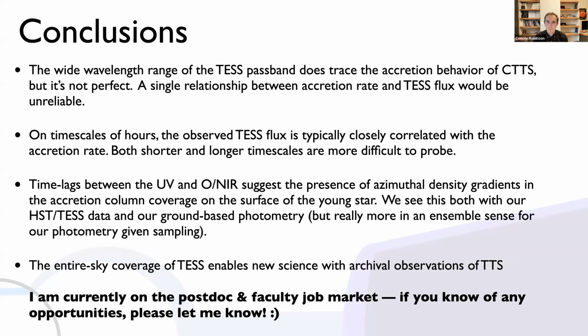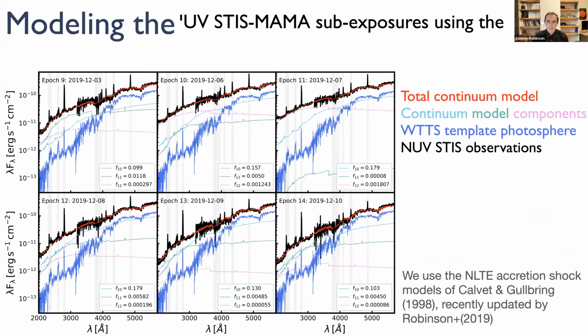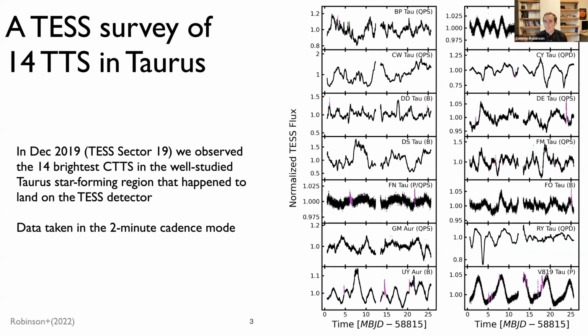Andrew asked if there's a way that you could remove your signal, the accretion signatures, so that he can look for planets in these data. And he apologizes for that question. So that would be great.